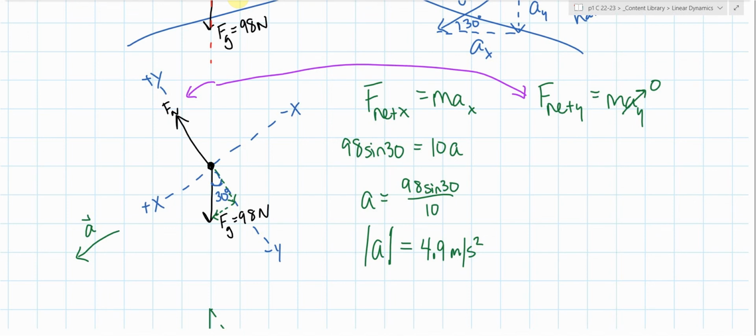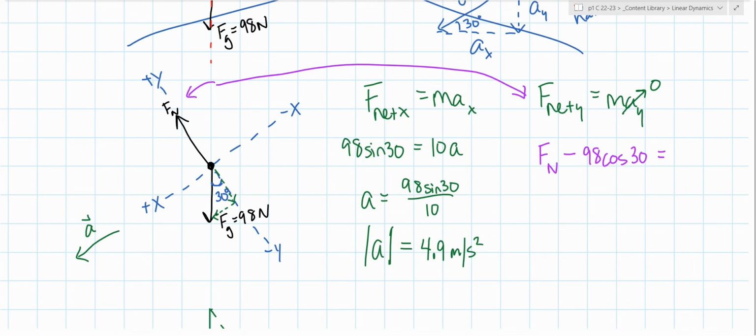So in the y direction, I've got the normal force pointing up. So I write that one down. Minus, I've got the y component of gravity pointing in the negative y direction. So minus 98 cosine theta. I'm sorry, 30. I know what theta is. And then we said acceleration is 0 in that direction.